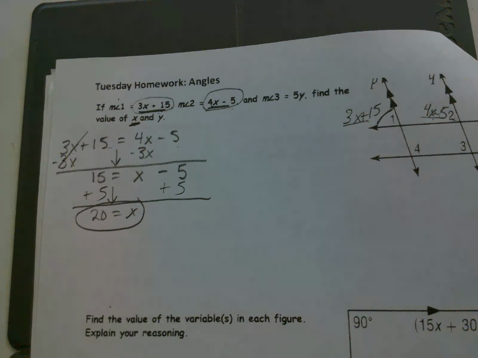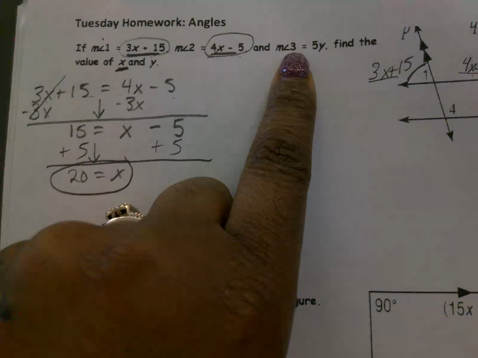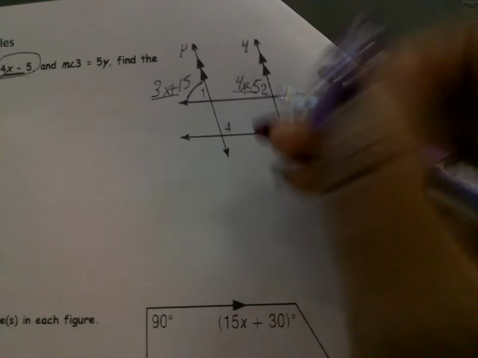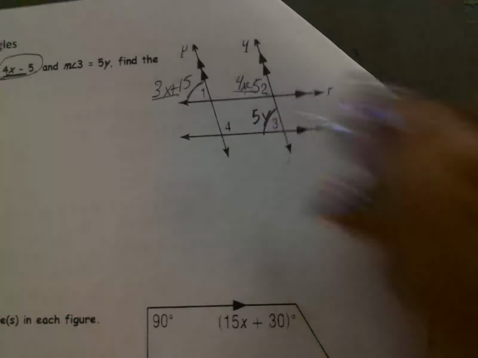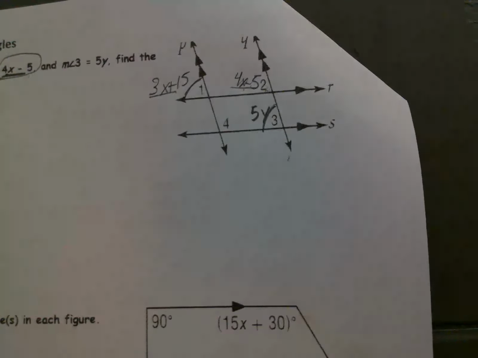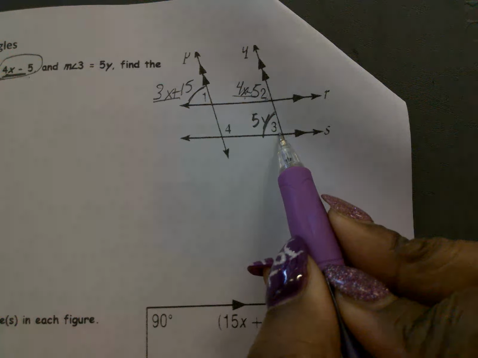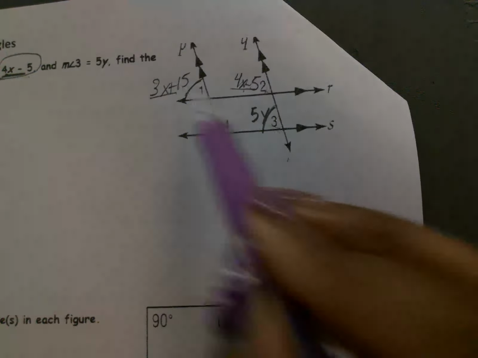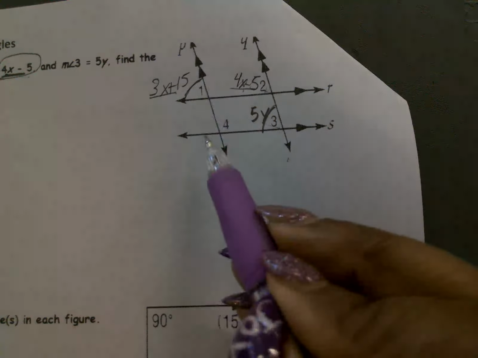I'm going to pause for the calls to give you a chance to write. Okay, so going back to what's given, the measurement of angle 3 is 5y. So let me look at 3. 3 is here. The measurement of this angle is 5y. Okay, so now I have to figure out what the measurement of this angle is. Well, look, they are equal to each other because they all correspond.